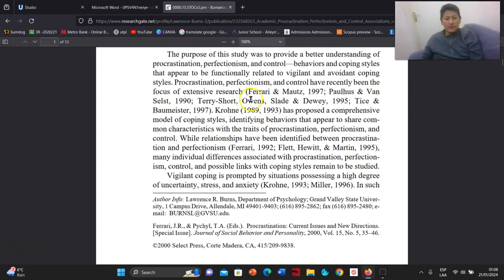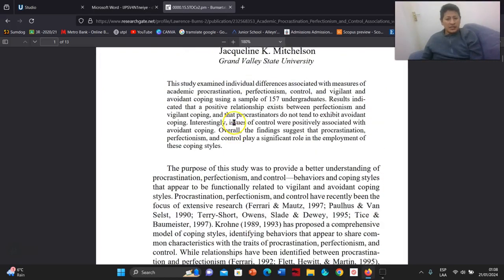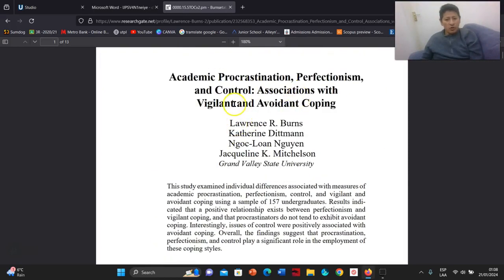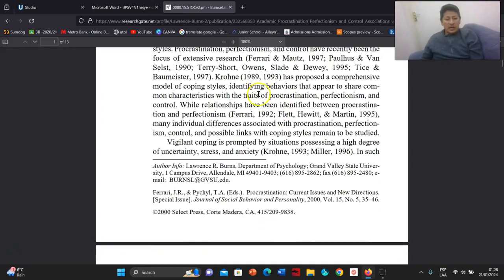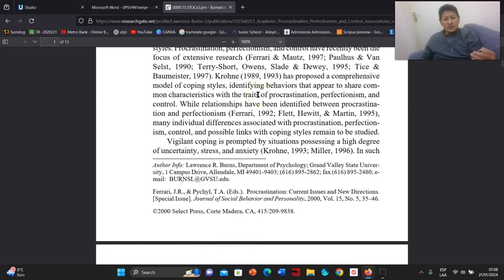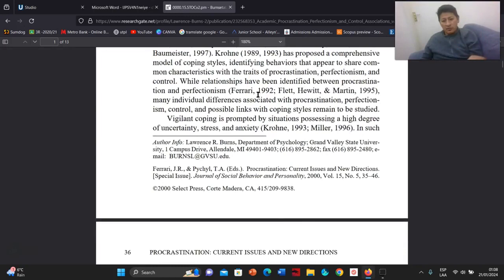For example, if you see Ferrari and Matus in 1997, and the rest of the authors, notice this has proposed a comprehensive model of coping style. You see, the introduction talks about all the hypotheses in order to explain this title. If you notice, you see, avoiding coping. Here it shows us all the problems about the research.